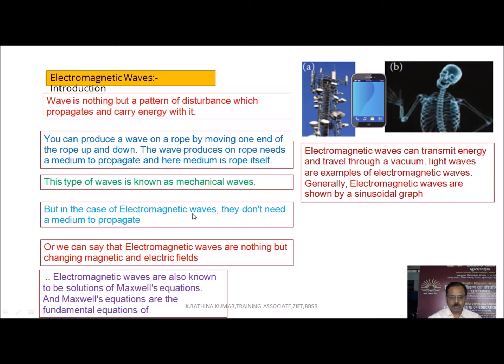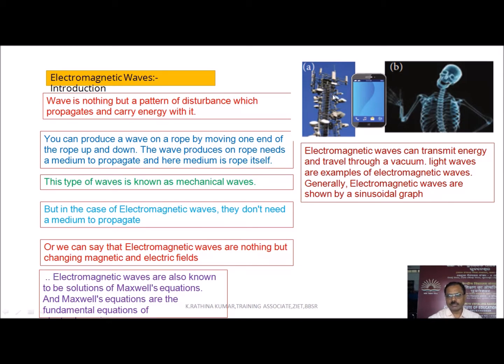But in the case of electromagnetic waves, they don't need a medium to propagate. Or we can say that electromagnetic waves are nothing but changing magnetic and electric fields. Electromagnetic waves are known to be the solution of Maxwell's equations, and Maxwell's equations are the fundamental equations of electromagnetic waves. They can transmit energy and travel through a vacuum. Light waves are an example of electromagnetic waves. Generally, electromagnetic waves are shown by a sinusoidal graph.